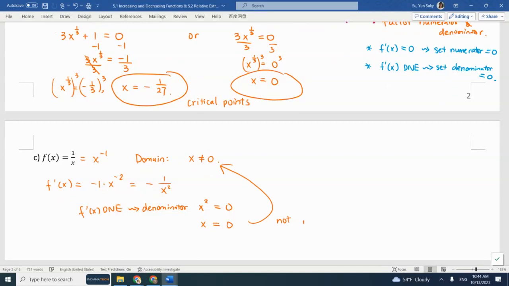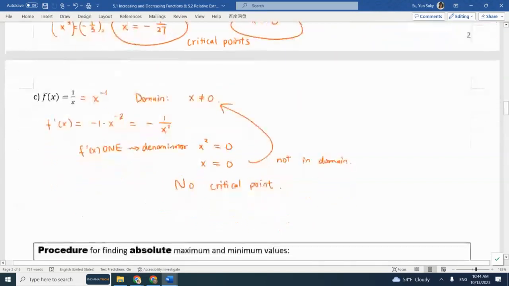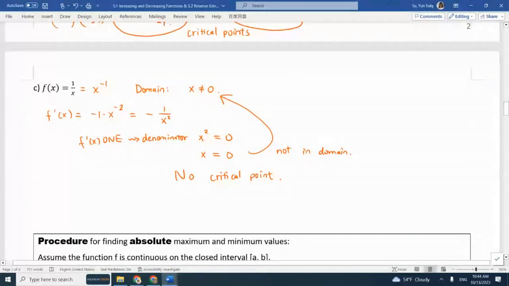Exactly. See, it's not in the domain. So no critical point. So far, so good. So it could happen that we don't have anything. So this is about critical points.